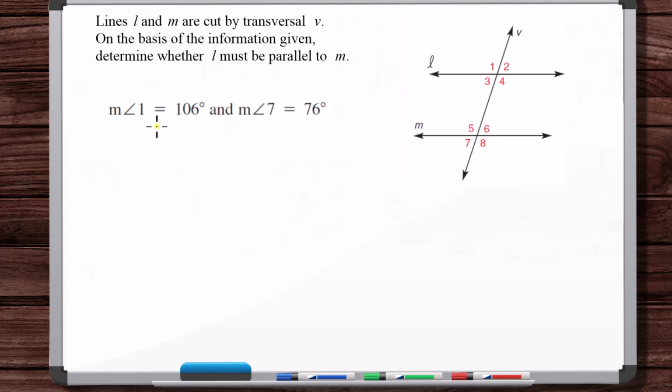Okay, what if the measure of angle 1 is 106 degrees and the measure of angle 7 is 76 degrees? Well, 106 plus 76 is 182. So that means these two angles aren't supplementary. Now, angle 1 and angle 7, how are those related? Those are exterior angles on the same side of the transversal, but they're not supplementary, again, because 106 plus 76 is not 180. So does that mean that we can say that L is not parallel to M?